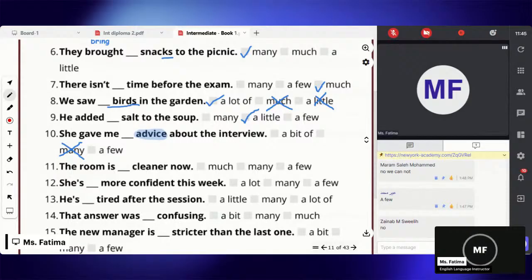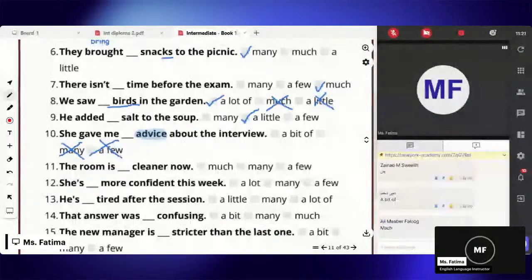Can I use few? It's uncountable, still uncountable. No, I can't use few. I can use what? A little or a bit with uncountable nouns. Yes, excellent, Abir.